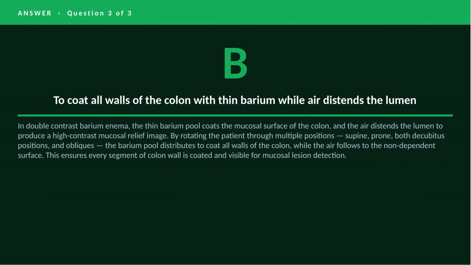The answer is B, to coat all walls of the colon with thin barium while air distends the lumen. In double contrast barium enema, the thin barium pool coats the mucosal surface and the air distends the lumen. By rotating the patient through multiple positions, the barium pool redistributes to coat every wall segment, while the air follows to the non-dependent surface. This ensures complete mucosal coverage for polyp and early lesion detection.